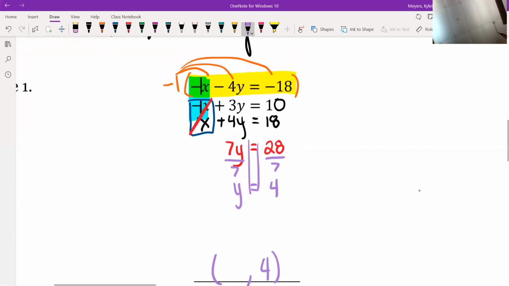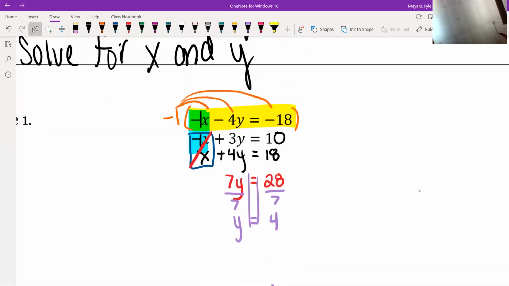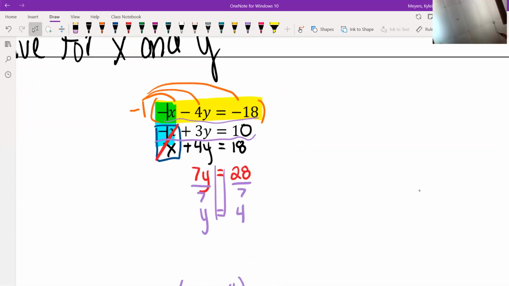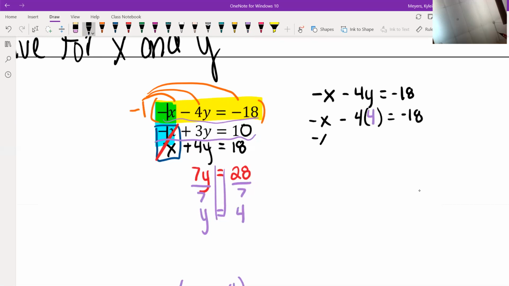So we're going to take this y and we're going to plug it back in to one of the original equations. So that's important. It needs to go back into the original equations. So it doesn't matter which one you choose. I'm just going to plug it into the top one. So we have -x minus 4y equals -18. And we have that y is equal to 4. So we're going to plug in 4 for y and then solve that.